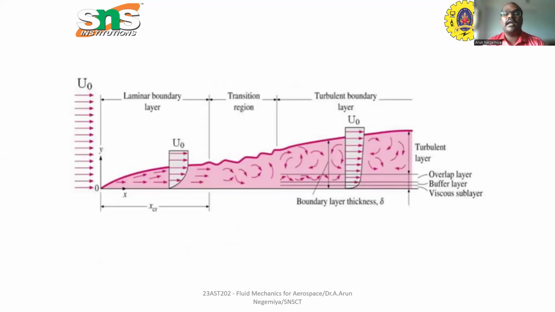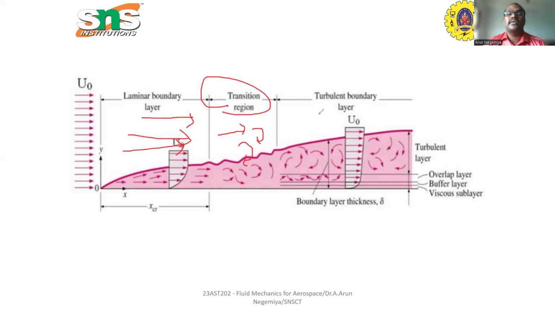This is another view of laminar and turbulent flow. You see in the first figure, u naught is the velocity. In this region the flow is laminar, and all the flow goes in a streamlined manner. Next is the transition region, where the straight line flow changes to turbulent flow. That is called the transition boundary layer. Next is the turbulent boundary layer, where the streamlined flow becomes turbulent flow.